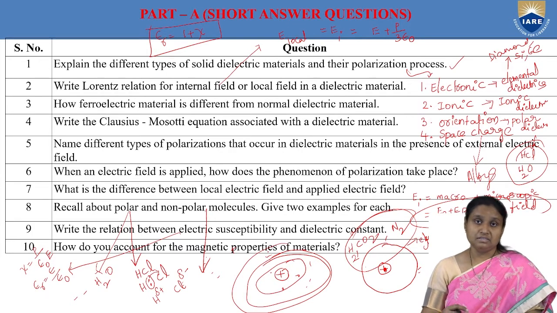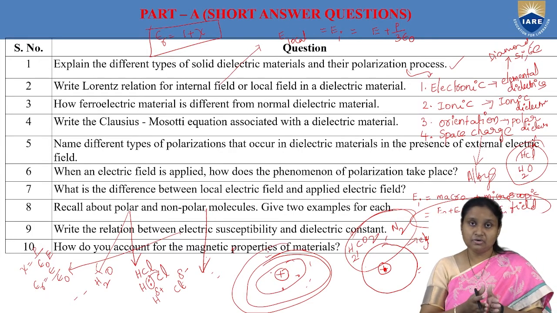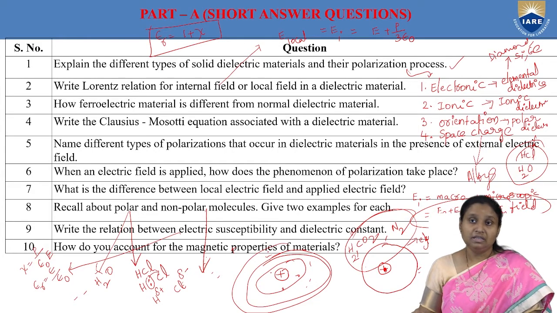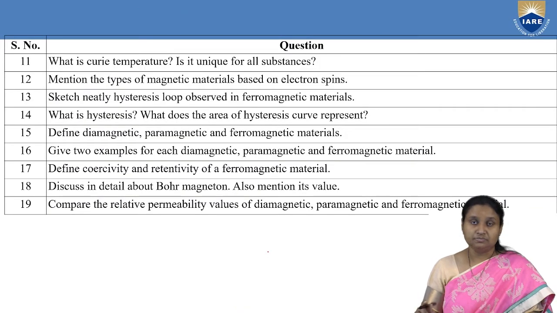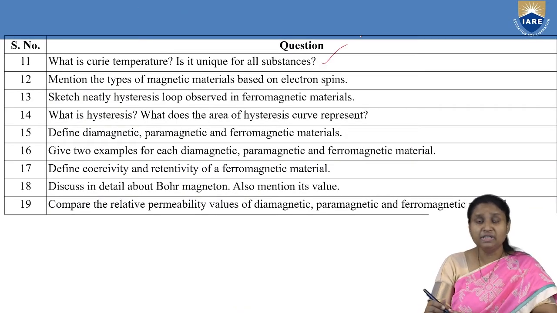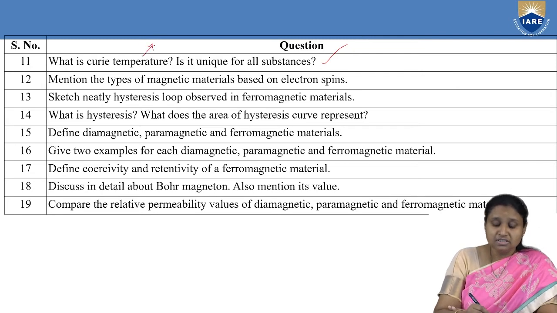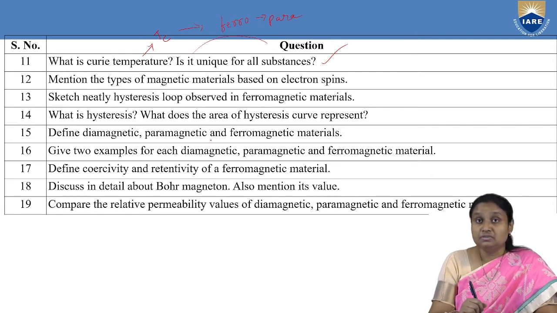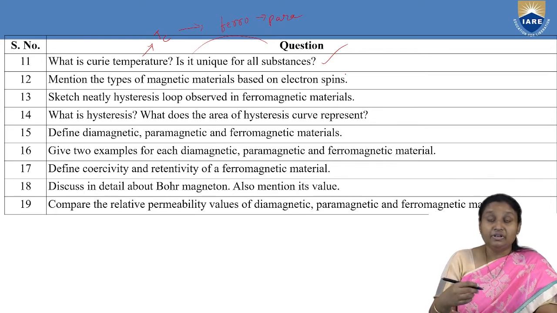And if I take spins, when I compare electron spins of one atom to another atom, depending upon their spin alignment, their magnetic property is going to change. Next, what is Curie temperature? Curie temperature is generally defined as Tc, and it is the temperature at which a ferromagnetic material gets converted to a paramagnetic material. It is not going to be unique for all materials; it is going to be different for different materials.